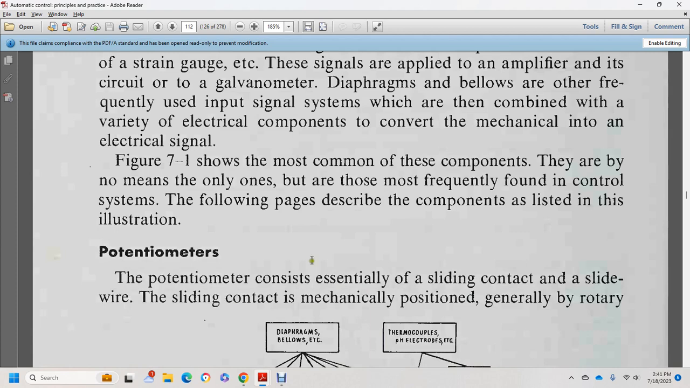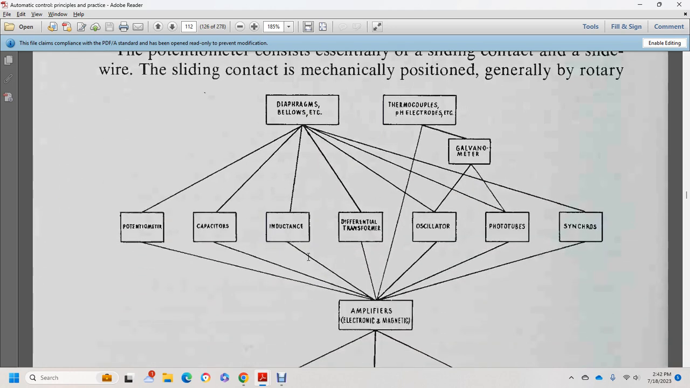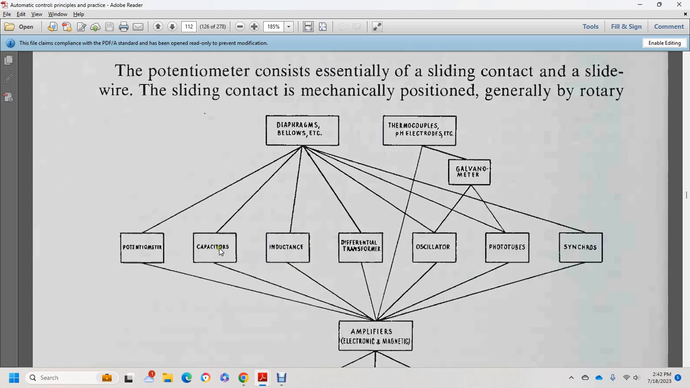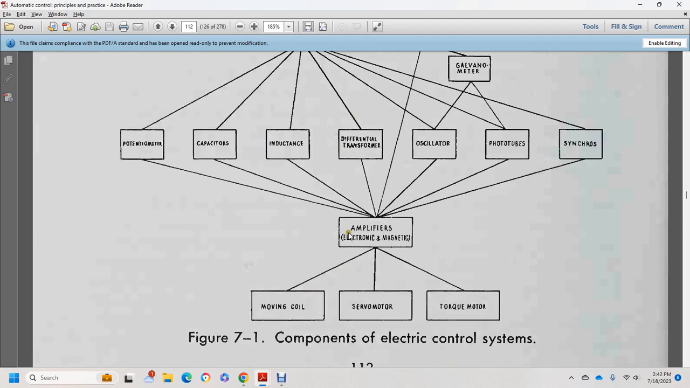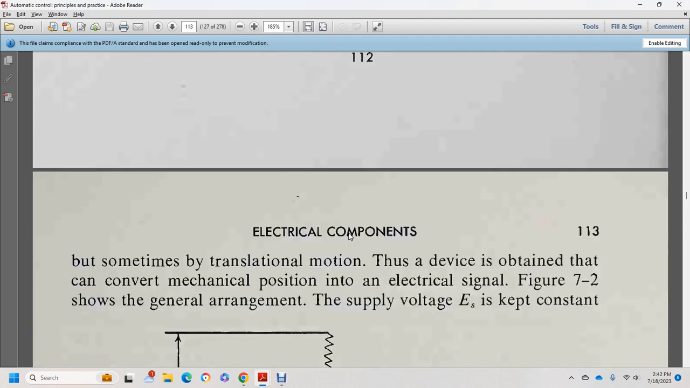Potentiometers consist essentially of a sliding contact, a slide wire, and a slide wire. The sliding contact is mechanically positioned, generally by a rotary or sometimes translational motion. This device also converts the mechanical position into an electrical signal. The illustration shows diaphragm going into potentiometer, capacitor, inductance, differential transformer, thermocouple, the amplifier, electric, magnetics, galvanic.